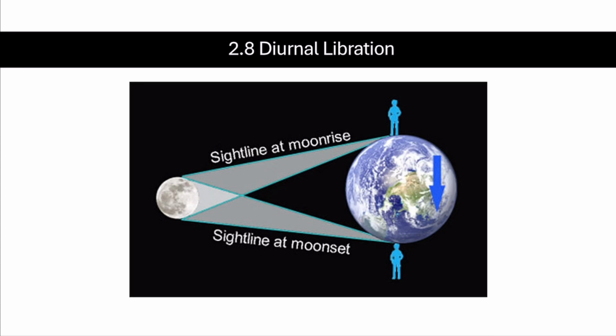And finally, diurnal libration, which is caused by the rotation of the Earth. You can see an observer here at moonrise will be able to see that part of the moon, and then as time goes on, the Earth rotates. Then this is what they can see at moonset, which is ever so slightly different.